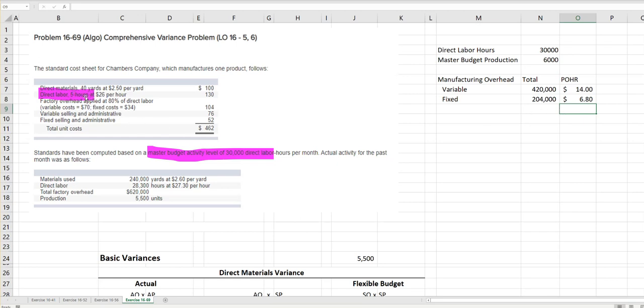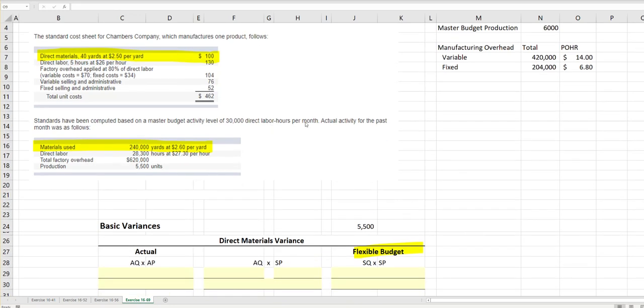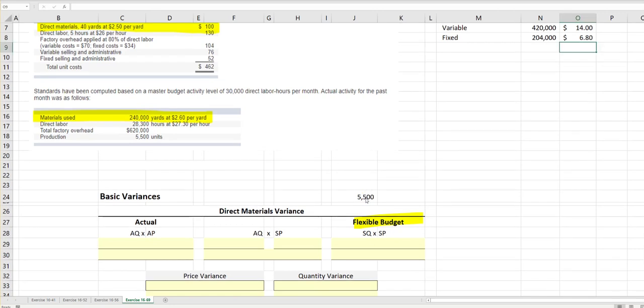We're given standards here, and we're given, of course, our actual level of production. And that actual level of production is really important for calculating our flexible budget amounts. And we're told that the actual level of production is 5,500 units. So we're now going to use our standard costs along with our actual material cost to calculate our direct material variances.